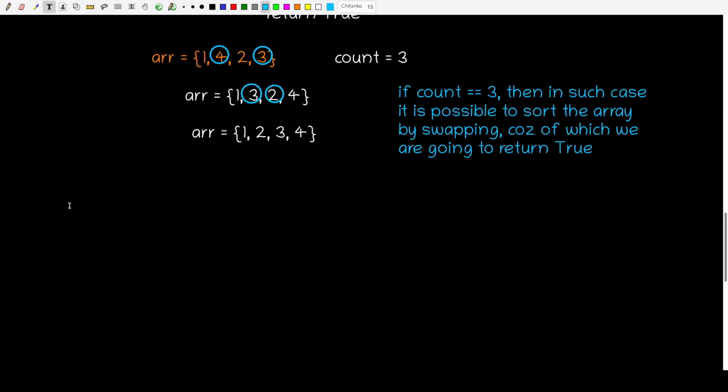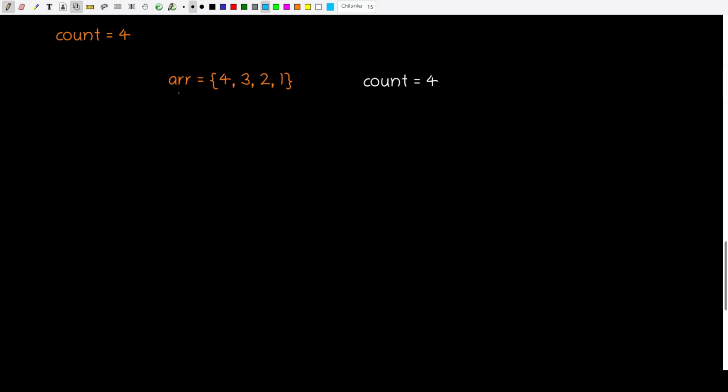Now let us discuss the case where count is equal to 4. So let us take an example where count is equal to 4. Let us say this is the array which is given to us. Over here the value of count is equal to 4. So again what we are going to do is take the first element which is not at its correct position. So this is the element which is not at its correct position, and we are going to move it to its correct position. So this is the correct position. So in a sense we are going to swap these two elements. So let us do that.